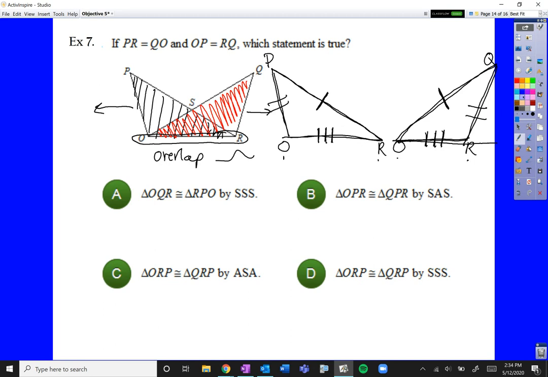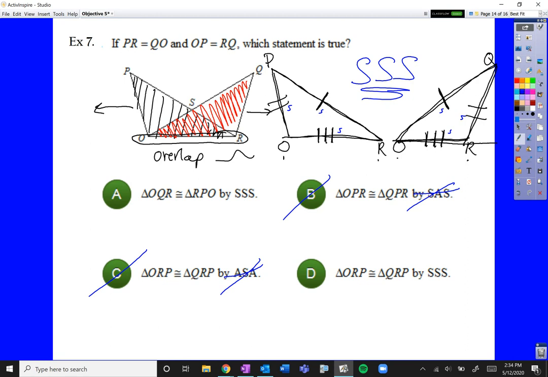So look what we have here. We have a side, and a side, and a side: a single tick mark, a double tick mark, and a triple. So they must use side, side, side. So we can eliminate this option because this uses angle, side, angle, and this uses side, angle, side.